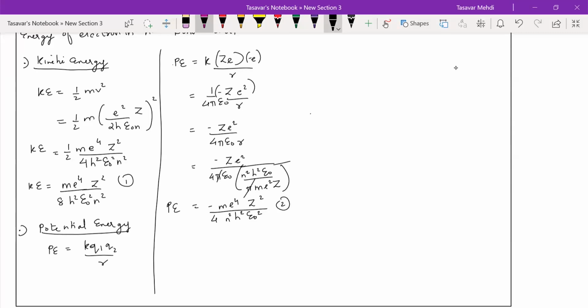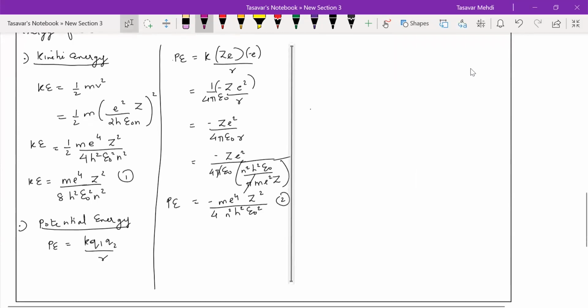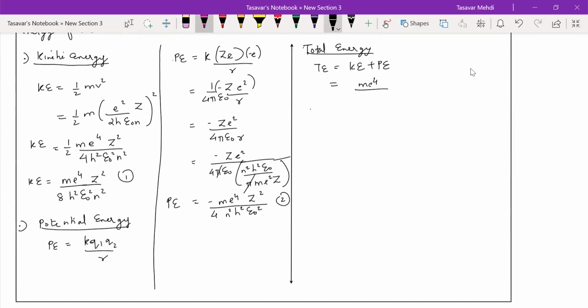Equation number 2. If we add them together, we'll get which energy? We will get total energy. So total energy will be the sum of kinetic energy and potential energy. What is the formula for kinetic energy? m e raised to 4 z square upon 8 h square epsilon naught square n square. Potential energy is minus m e raised to 4 z square upon 4 h square epsilon naught square n square. What is common? m e raised to 4 z square upon h square epsilon naught square n square can be taken as common.